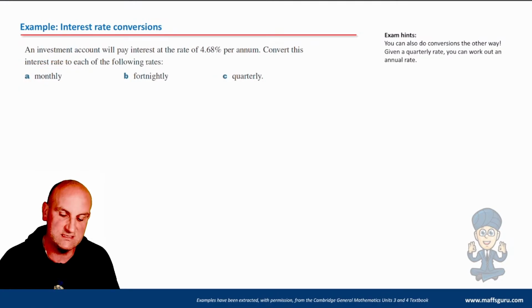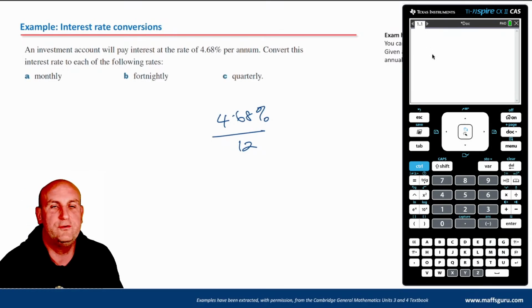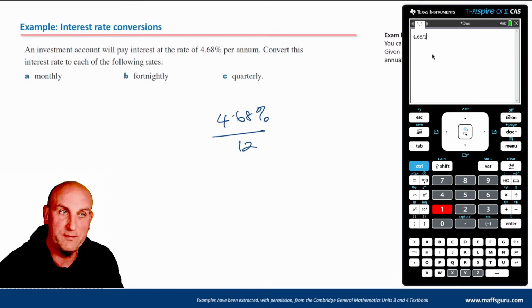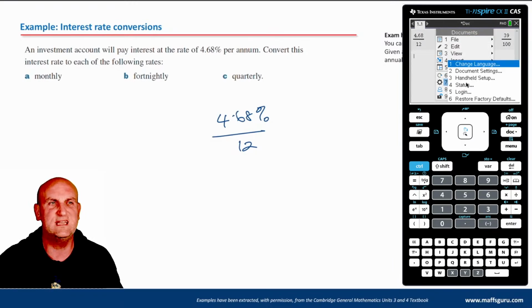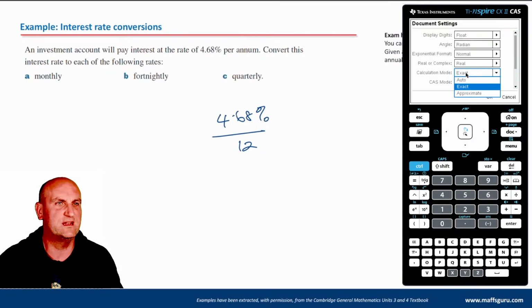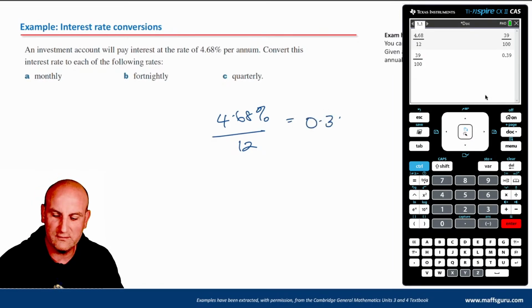A monthly rate, well, in that situation, what would I do? 4.68%, and I've got 12 months in a year. So if I fire up my TI Inspire, now guys, if you've actually got a ClassPad, don't worry about it. The functionality is pretty much the same. If they are massively different, I'll do what I can to help, but 4.68, divide that by 12, put it in there, is going to give me, hold on a moment, 39 on 100. Well, not going to do that because my calculator is in the wrong mode. And whenever I tend to deal with general maths, I go to settings and status, document settings, and I'm going to change this to actually approximate. Click on OK, up, copy it down, hit enter again, and basically that gives me 0.39%.